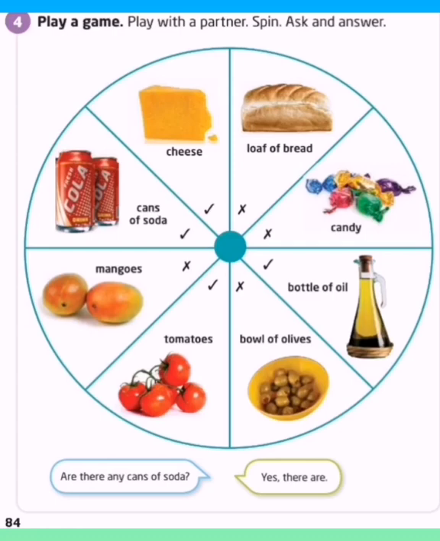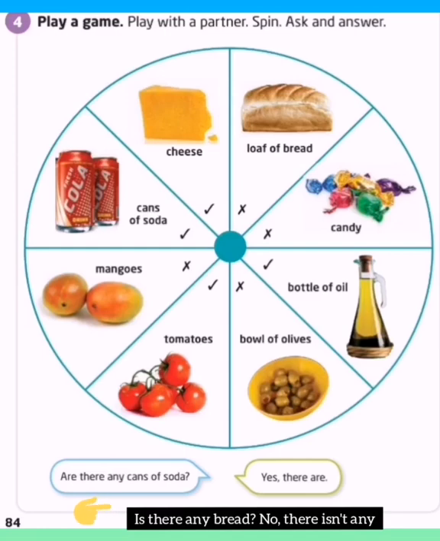You have to spin it, tienen que girarlo, and it depends on the food that you have. You have to make the question, could be singular or plural, and then if you have a check mark, the answer has to be positive. If you have an X mark, the answer has to be negative. Look at the example that says, are there any cans of soda? So cans of soda has a check mark, so the answer has to be yes, there are. I'm going to say another example. Is there any bread? And look at the bread, it has an X mark, so the answer, no, there isn't any, because the bread is an uncountable noun. Okay, so please practice. Okay, good luck.